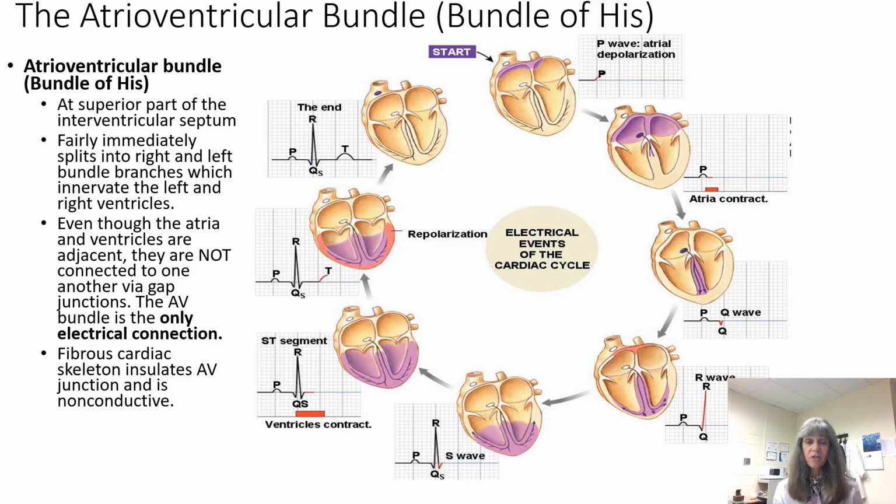Now, between the atria and the ventricles, there's a fibrous cardiac skeleton that insulates the atrioventricular junction and is non-conductive. And so even though the atria and the ventricles are adjacent, they're next to one another, they're not connected to one another by way of gap junctions, and the atrioventricular bundle is the only electrical connection that exists between those two.